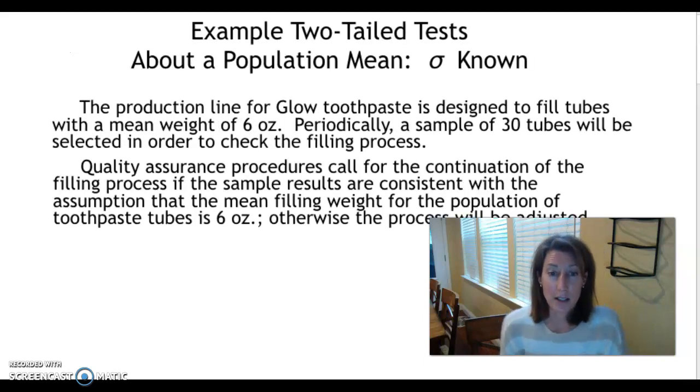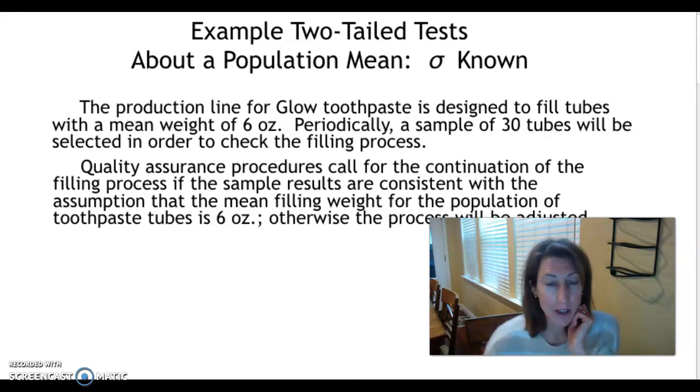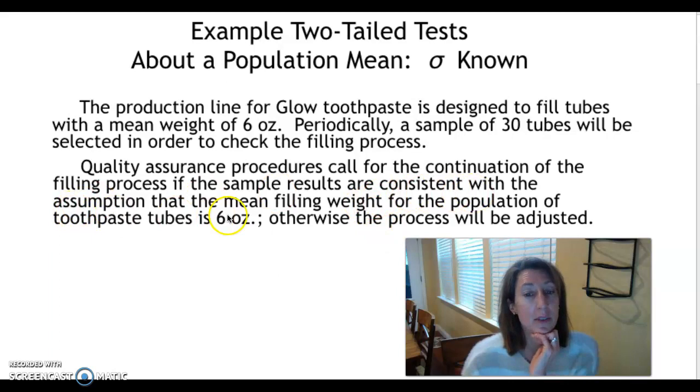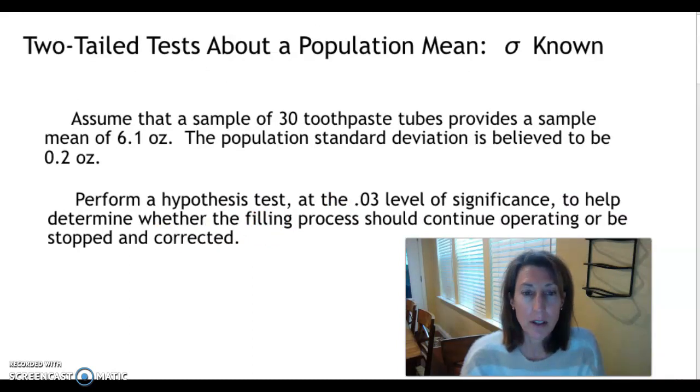Okay, let's try a two-tailed test. What that means is you're going to have an equals and a not equals. So let's say Glow Line toothpaste is designed to fill tubes with a mean weight of 6 ounces. We take a sample of 30 tubes and we want to check, for quality assurance procedures, whether the sample results are consistent with the assumption that the mean filling weight for the population of toothpaste is 6 ounces. Okay, so there's a lot here. How do we put this into a null and an alternative? We have a sample of 30 toothpastes. Let's say the mean of the sample is 6.1 and the population standard deviation is believed to be 0.2. So again, we're going to use a z. Let's do a hypothesis test at the significance level of 0.03.